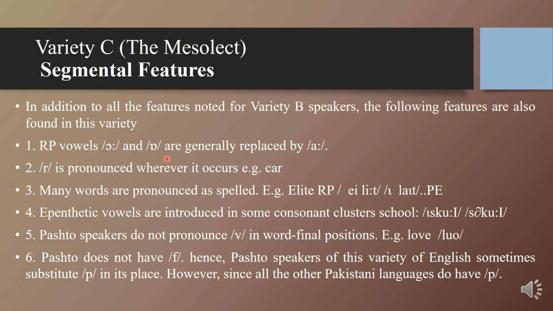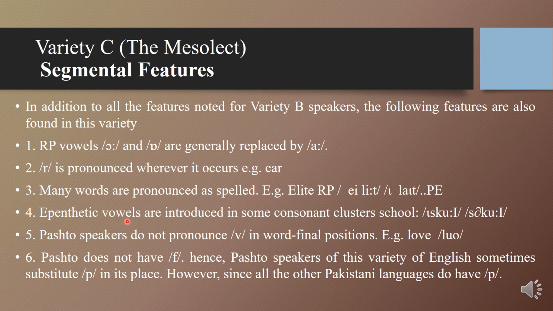RP vowels are generally replaced by a sound, meaning O and E vowel sounds are replaced. R is pronounced wherever it occurs. In variety C, the mesolect, when we talk about Pakistani English, we will pronounce it as car. We will pronounce R as well when we talk about variety C. Many words are pronounced as spelled, meaning when we write elite, that is elite. So we will pronounce it the same way that we write it.